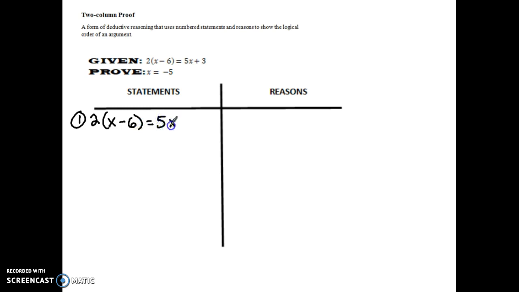All right, so we're going to start by writing our algebraic statement. We can write that because it's given. Okay. Now I'm going to proceed with a logical argument. So I'm trying to prove that x equals -5. Algebraically, what would be my next logical step?